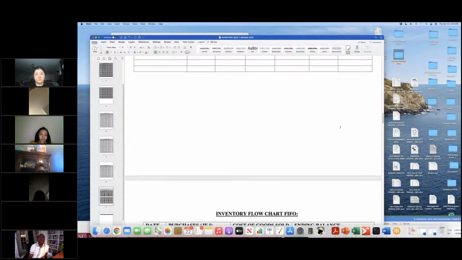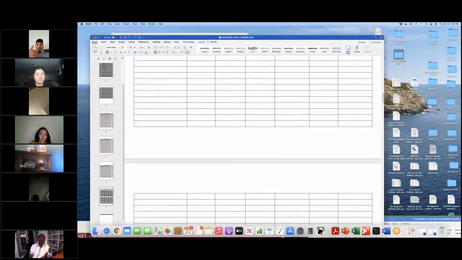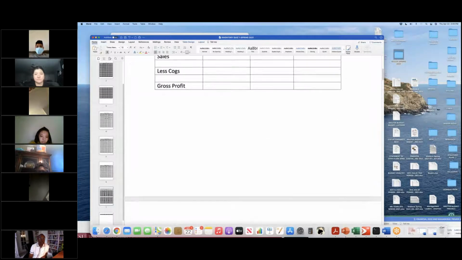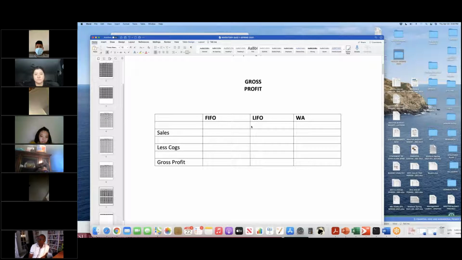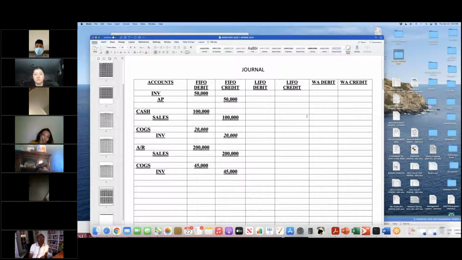Chessier, Jose, Kristen, Jennifer. Suppose we're doing LIFO. Okay. It's for everybody, but when we do LIFO, we have the same entries, and the only one that's going to change in terms of dollar amount is cost of goods sold.